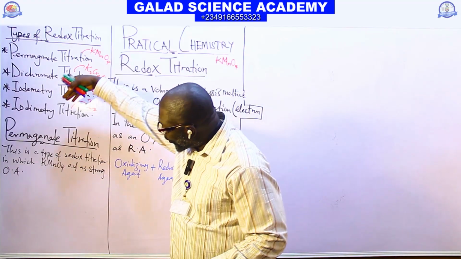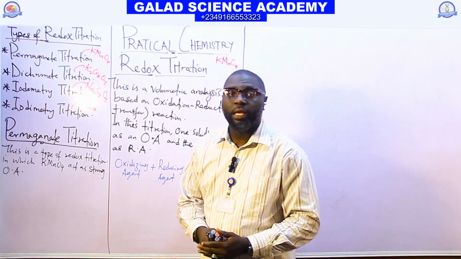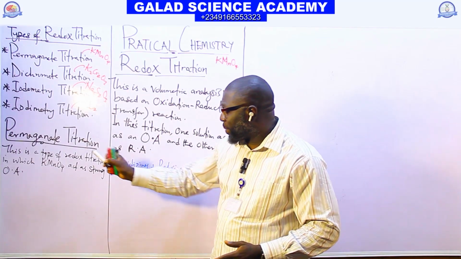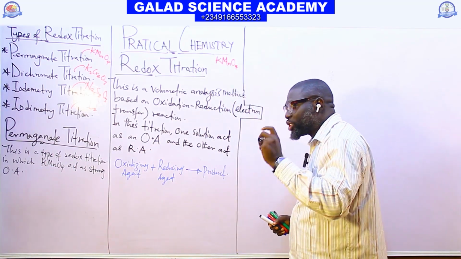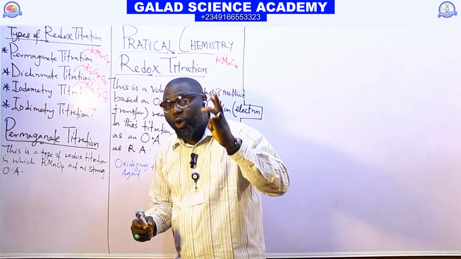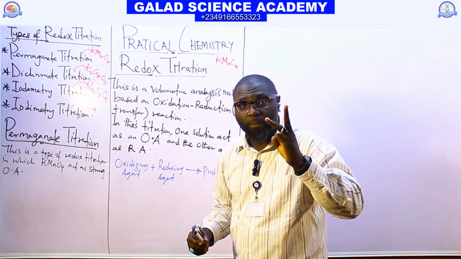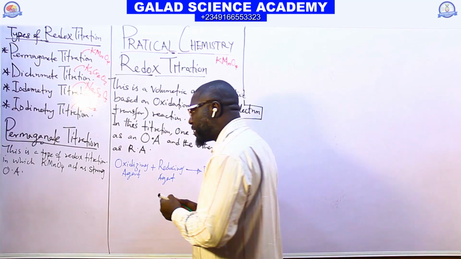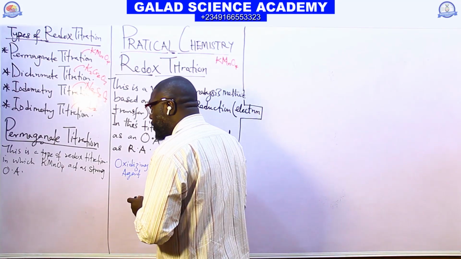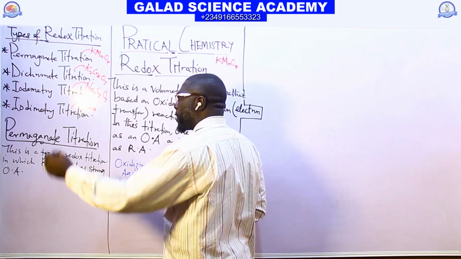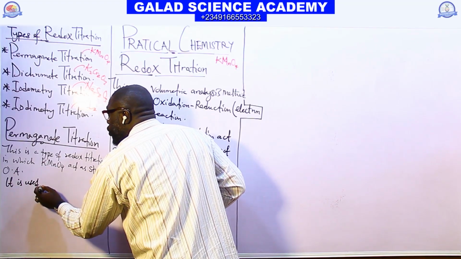Then, what is the main function of permanganate titration? What do we use the titration for? It can be used to estimate or determine the concentration of iron(II) ion, yes, let me write it down, and oxalic acid.